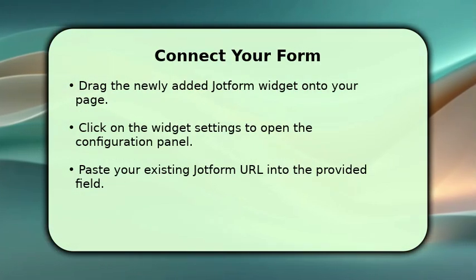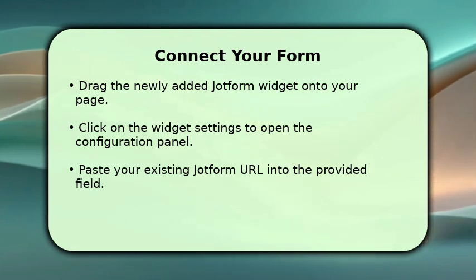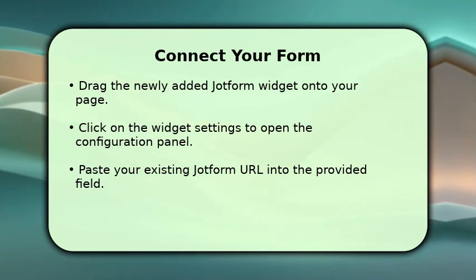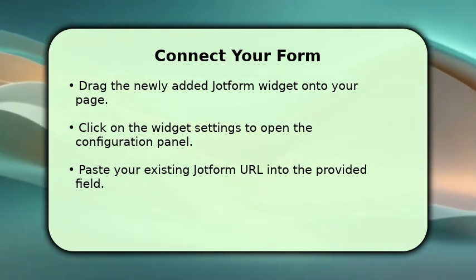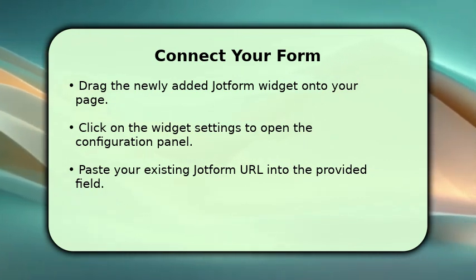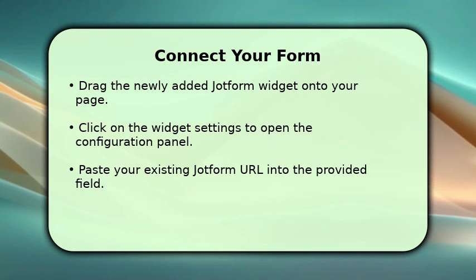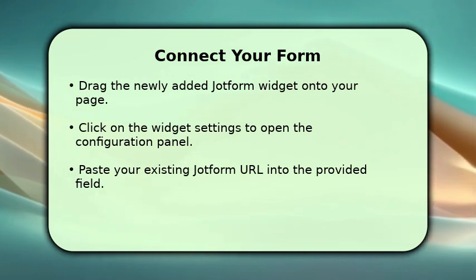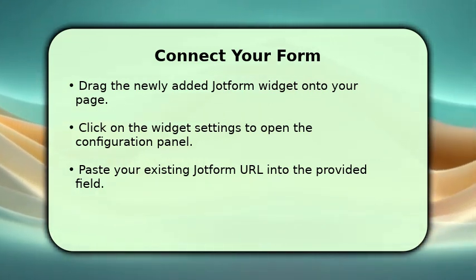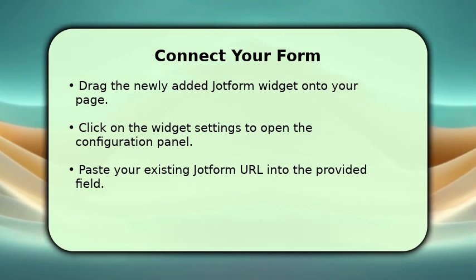Once the app is installed, a JotForm widget will appear on your page. Drag and drop it to your desired location. Click on the widget to open its settings panel. Here, you will see a field to paste your JotForm URL. If you do not have one, you can create a new form on JotForm's website. After pasting the link, click Connect, and your form will load directly into the widget, ready for display.